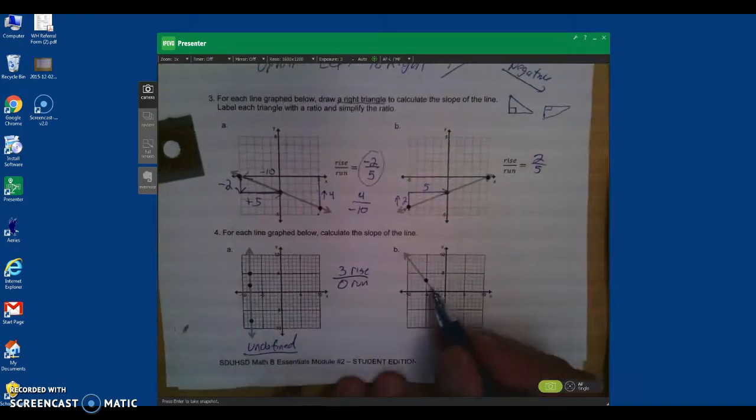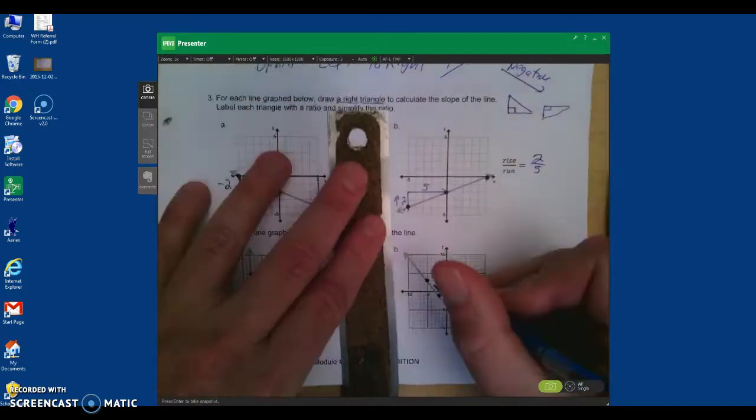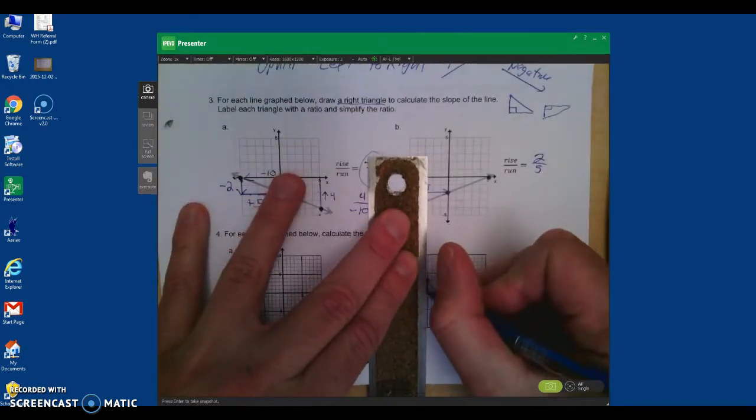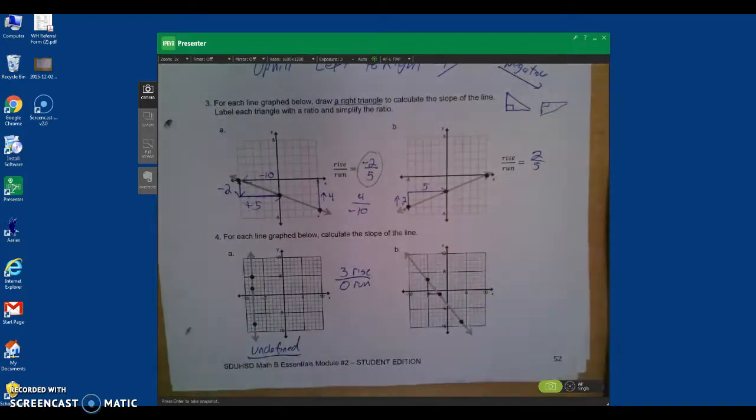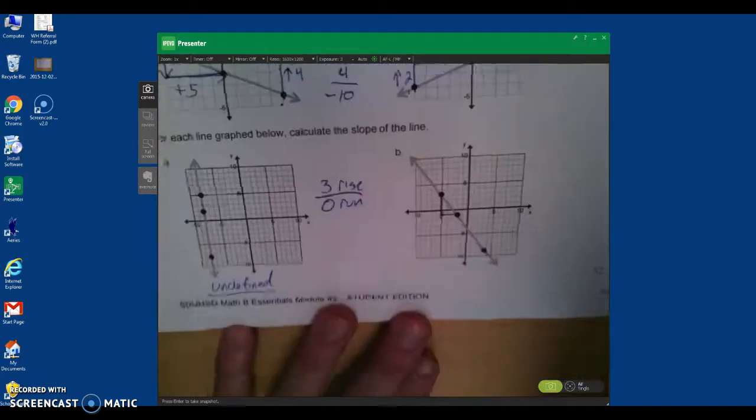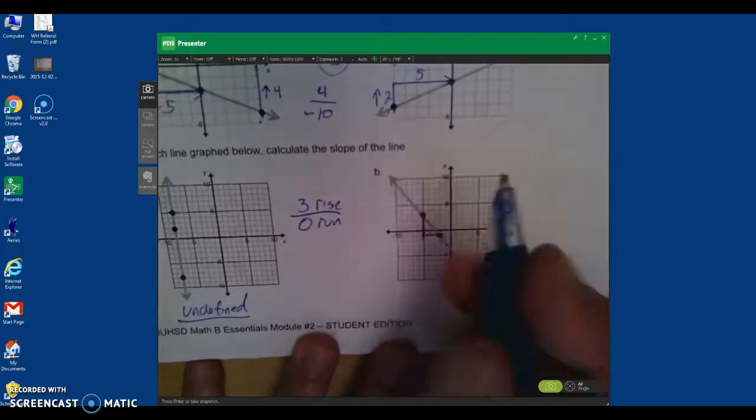Let's go ahead and do this one. I'm going to do the smallest triangle I can see right here and right here. So the trick to this is just to count carefully. I'm going to try to zoom in a little bit for you. Sorry if it gets blurry.